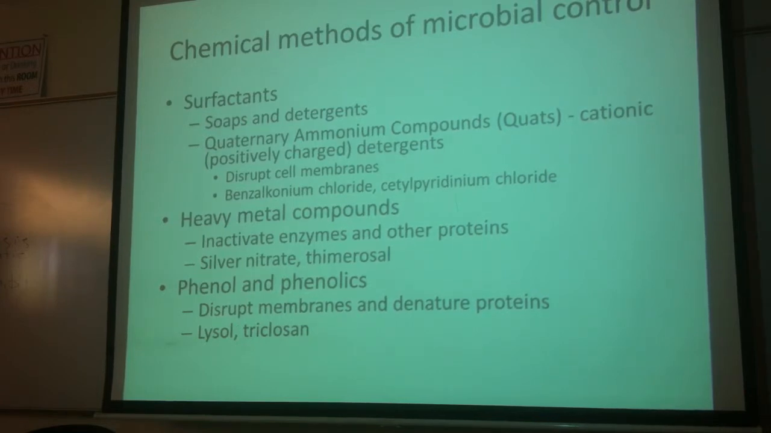So would the phenols be about equal to the alcohols in the ability to kill or act as a disinfectant? Probably. I would use alcohol before I use phenol.